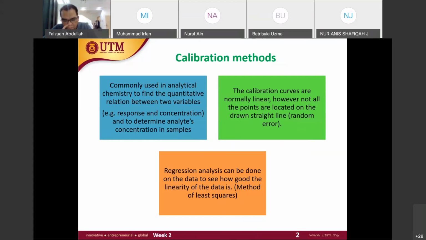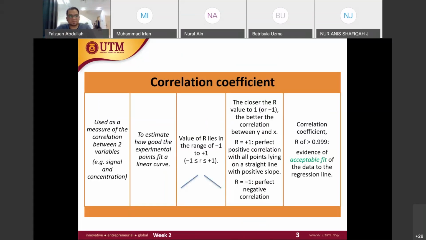Okay, so method of least squares. As a measure of the correlation between two variables, for example, the signal and the concentration, and to estimate how good the experimental points fit a linear curve. The value of R lies in the range of -1 to +1. All right, -1 to 1. The closer the R value to 1 or -1, the better the correlation between Y and X. So the perfect one is either 1 for positive correlation or -1 for negative correlation.